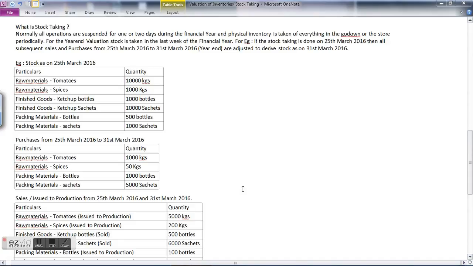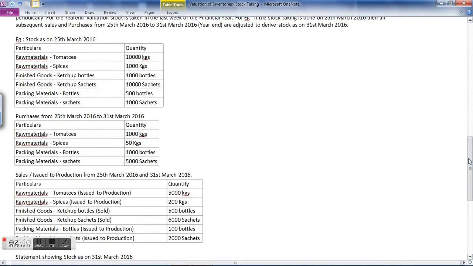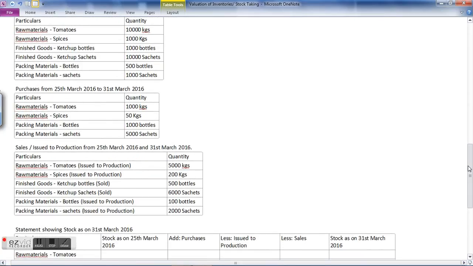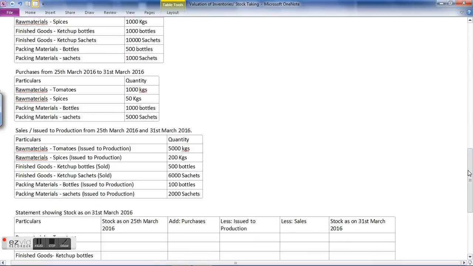This is what practically happens in any factory, manufacturing industry or any store. Okay, so let's see this example, stock as on 25th March 2016. Now you have a stock of raw materials, then you have a stock of finished goods, and you have a stock of packing materials. Then you have purchases from 25th to 31st March. Since this is a manufacturing industry, you won't have any purchases of finished goods. You have purchases of raw materials and packing materials.